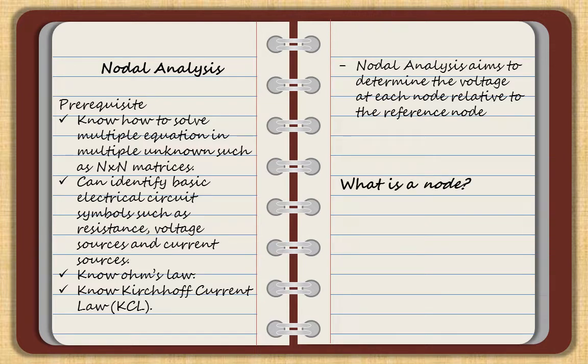Now, nodal analysis talks about nodes. What is a node? If you cannot identify a node, you cannot use this type of analysis. A node is where two or more elements have a common connection. So if you see in a circuit the common connection of at least two components, that is what you call a node. To fully understand what a node is, let's have some examples.